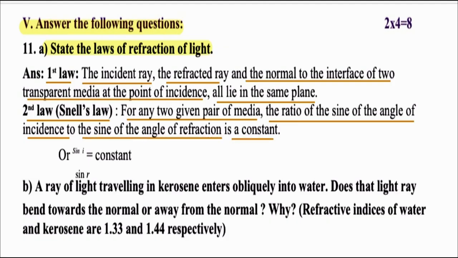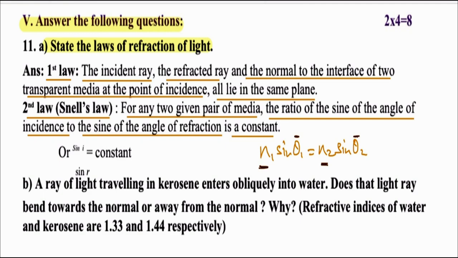Or you can also write it with this formula: n1 sin theta 1 equals n2 sin theta 2. Here n1 is the incident index and n2 is the refracted index, whereas theta 1 is the incident angle and theta 2 is the refracted angle. Now let's go to the next question.